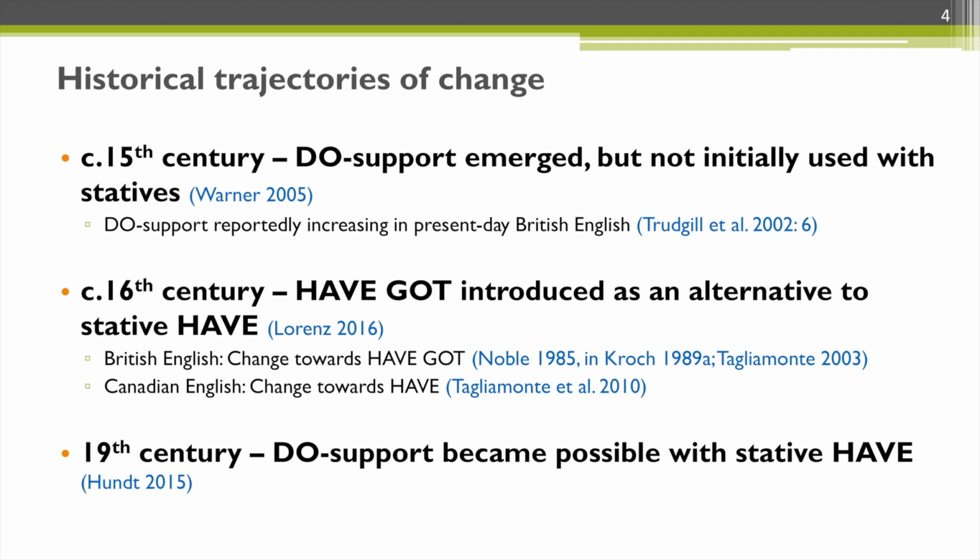Then there's a different kind of picture in the likes of Canadian English, where there's a change towards have as opposed to have got. So Tagliamonte et al. 2010 report that have is a near categorical stative variant and have got is hardly used at all. And actually in North American varieties, have got is somewhat stigmatized, which it isn't really in British English, at least as far as I'm aware.